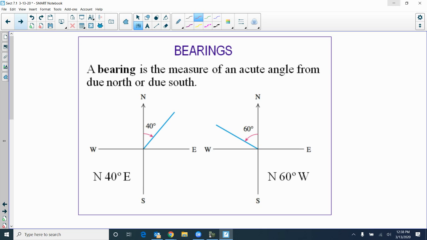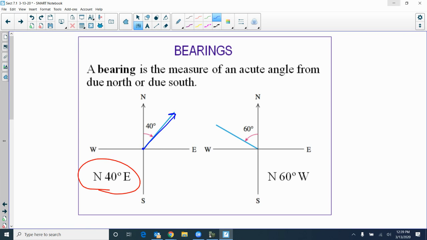A lot of times, bearing is used to describe how a ship or a plane is traveling. And so you at least need to be familiar with it to be able to draw the scenario out. A bearing is the measure of an acute angle from due north or south. This is how it will be given to you: north 40 degrees east. If something is sighted or traveling, you look straight north from 0, 0, and you go 40 degrees to the east. That's how you get quadrant 1.